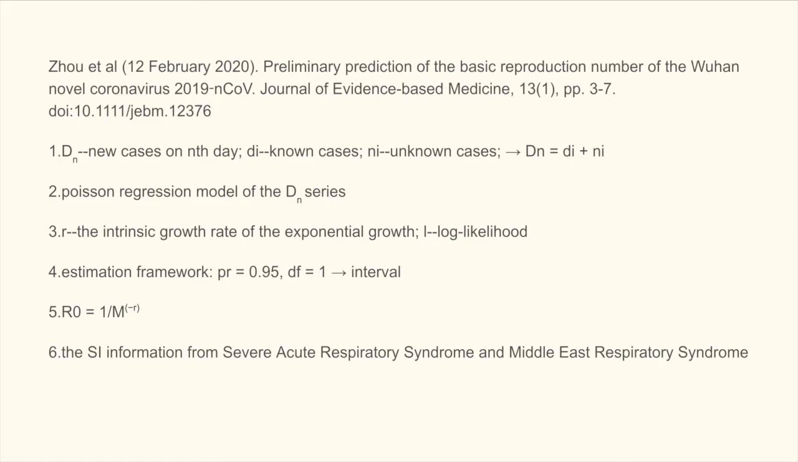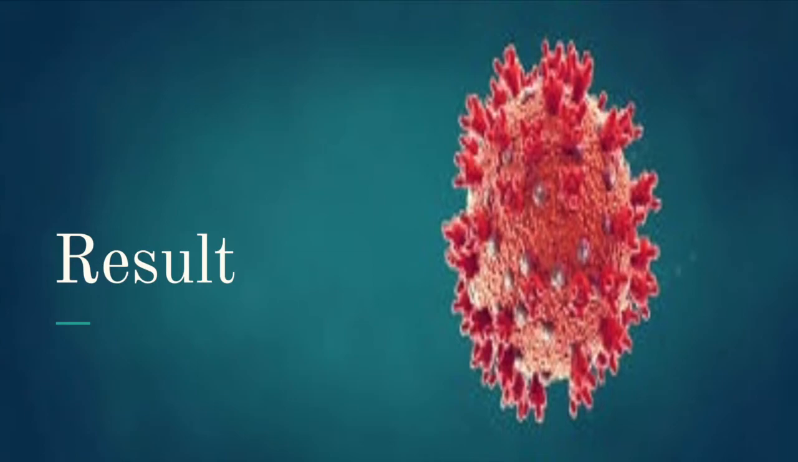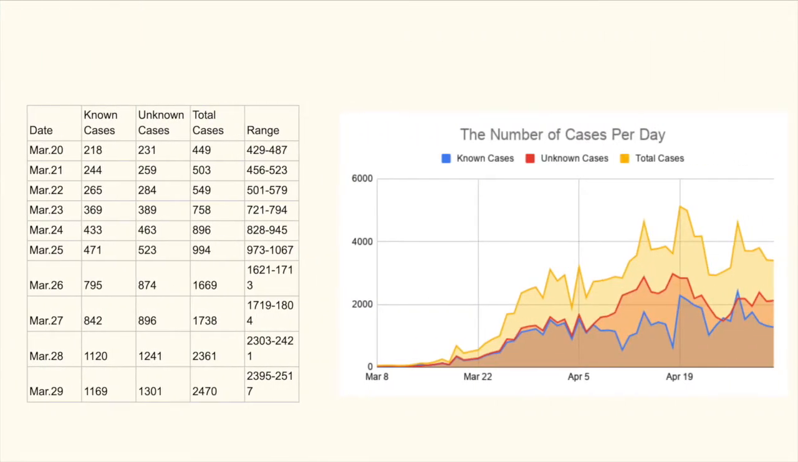It was hard to find correct information about the transmission chain of COVID-19, so I adopted the information from severe acute respiratory syndrome and Middle East respiratory syndrome, which share a similar pathogen with COVID-19. Through the calculation, I made this table and figure. As we can see, there were many unknown cases. In other words, the situation of COVID-19 infection was much more serious than most people think.